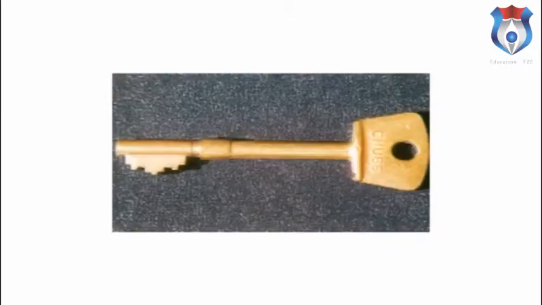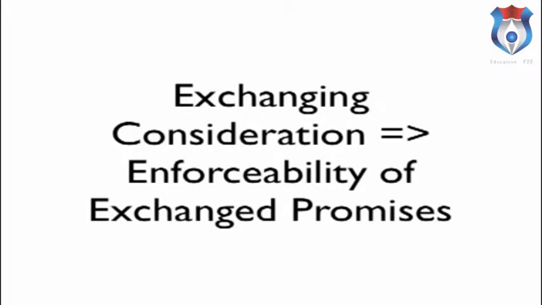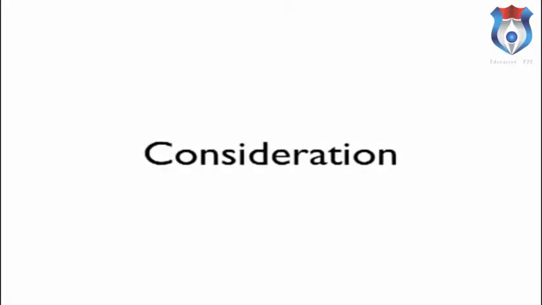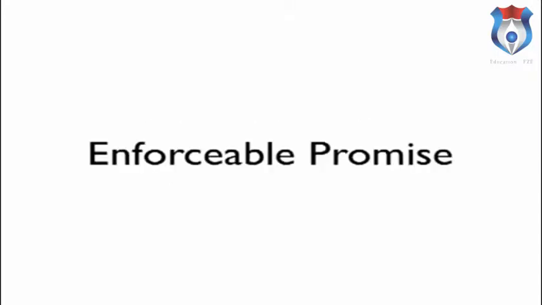In fact, the general rule under contract law is that mere promises are unenforceable. We even have a special phrase for it: gratuitous promises, or merely gratuitous promises, are not enforceable. So what's the key? The key is something called consideration, and we'll spend the next episode defining consideration. But if you end up exchanging consideration, then that gives you enforceability of those exchanged promises. So the bottom line is that in order to have a contract, you need consideration or what's called a consideration substitute, because that gives you enforceable promises and that gives you a contract.